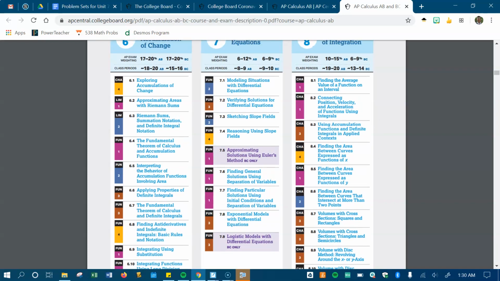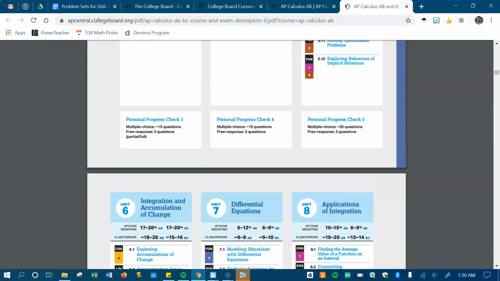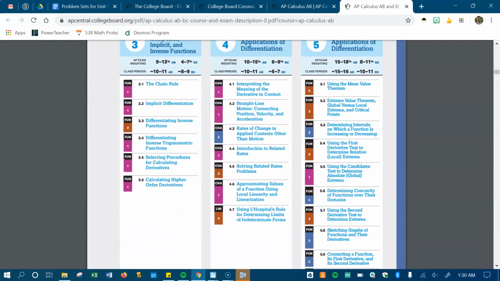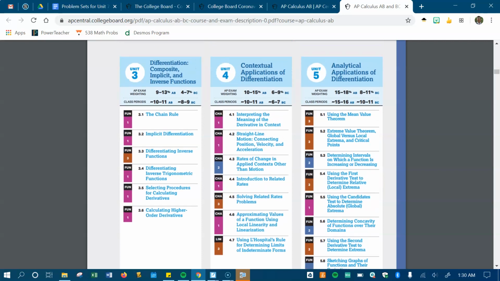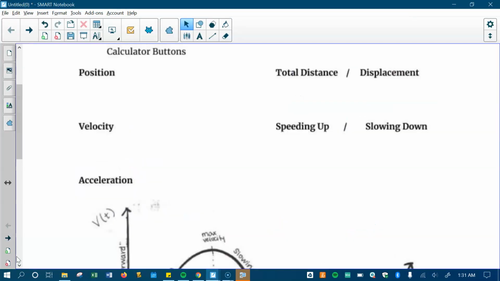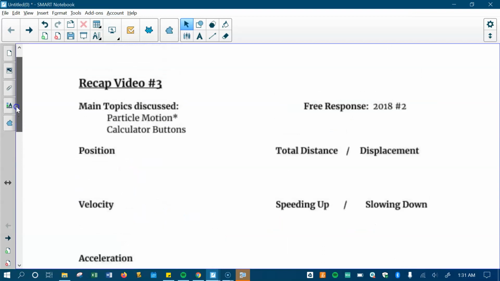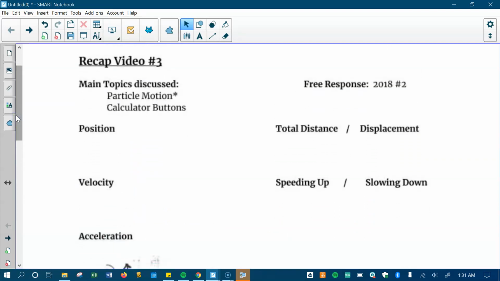The reason I'm bringing this up is because I'm going to talk about position, velocity, and acceleration of functions, but not in terms of integration. I'm only going to talk about it in terms of differentiation. Alright, so let's go ahead and do it. We got recap video number 3, and we are doing particle motion this time.